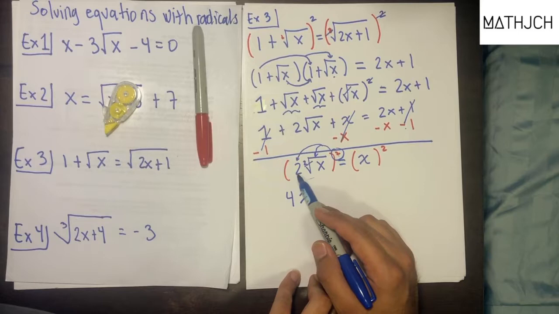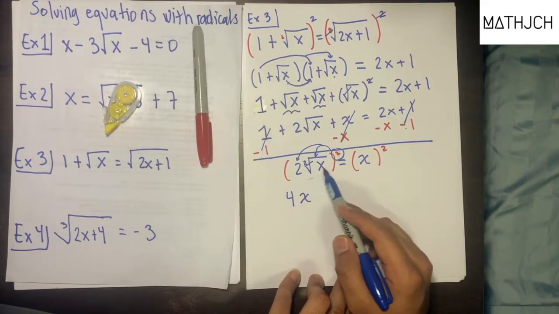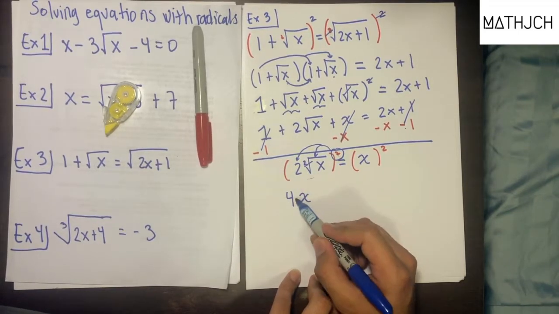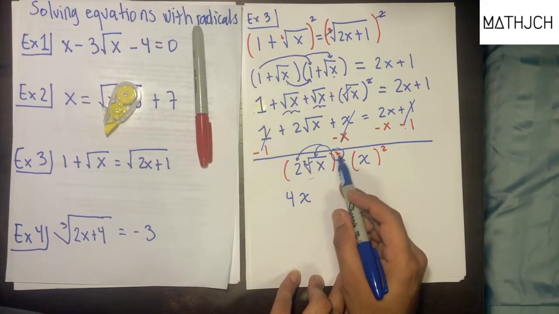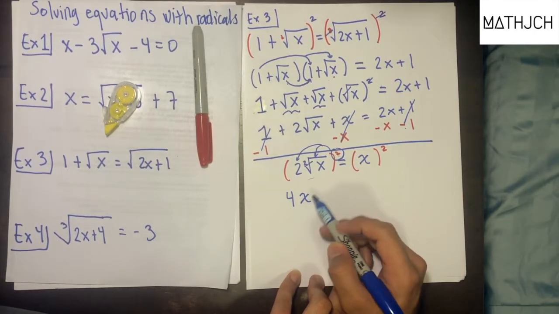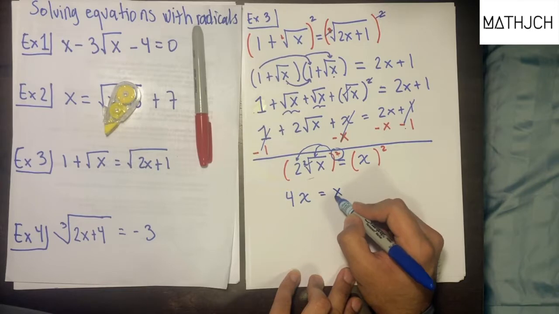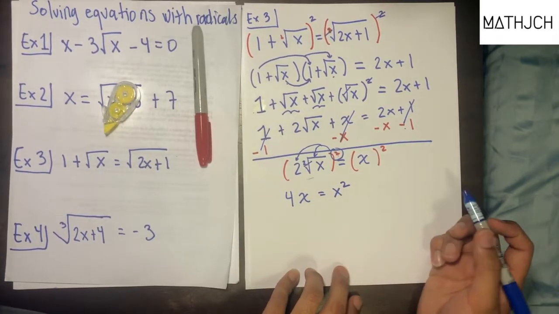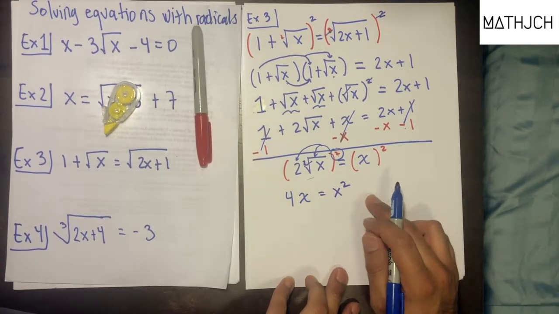So notice that this 2 is multiplying the radical. So whatever comes out of the radical is also going to multiply the 2 power 2, which is 4. So that becomes 4x equals x power 2. Now we have a quadratic equation.